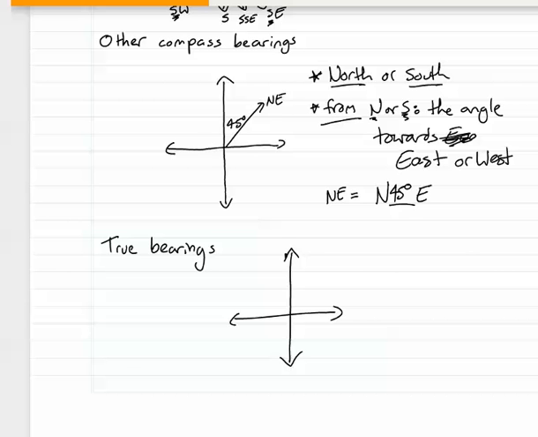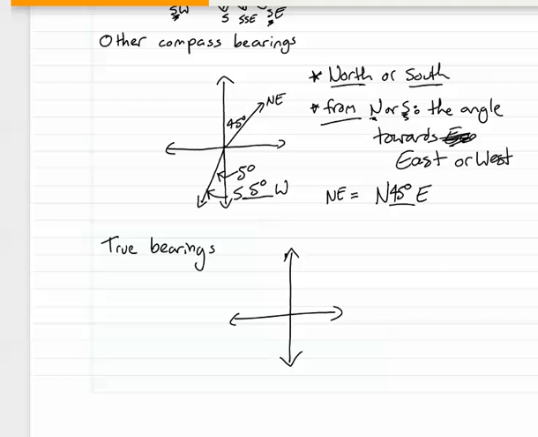So if we look at another one, a bearing here where I've got an angle of 5 degrees. Two questions, north or south? South. Leave a blank. Then east or west? It's going west, and from south towards west, 5 degrees. So those are called other compass bearings, or just compass bearings as opposed to standard compass bearings.